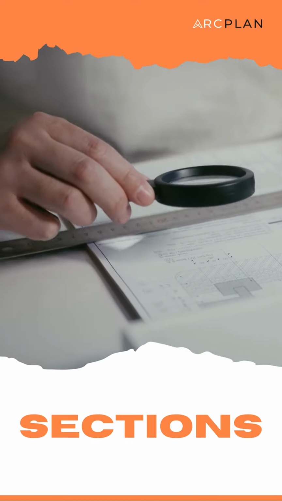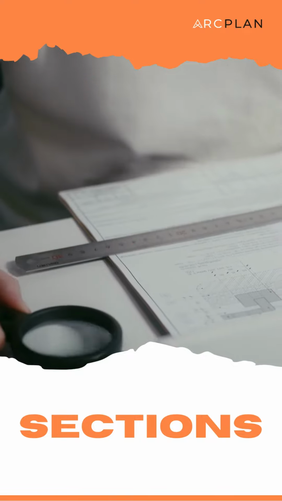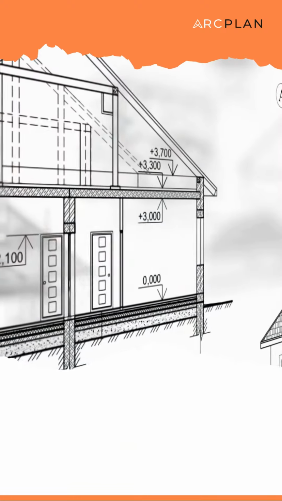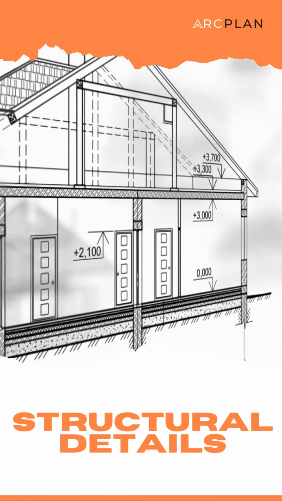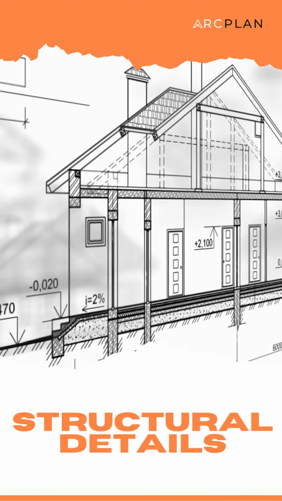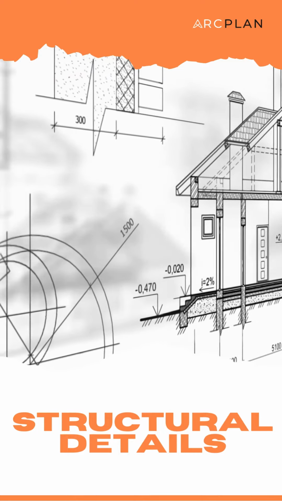Include cross-section drawings to show the internal structure of the building, including wall thickness, floor-to-ceiling heights, and roof details. Include structural drawings and calculations to demonstrate the stability and integrity of the building, including foundations, beams, columns, and connections.